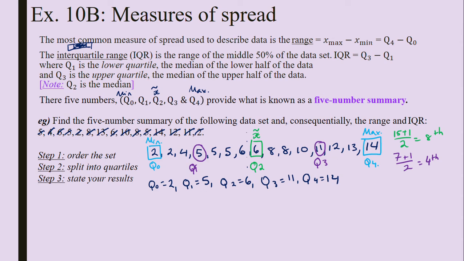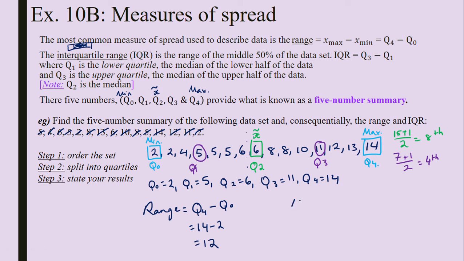Our last step now is to calculate the range. So the range, which we can call just R if you would like, is going to be given by Q4, so our maximum, minus our minimum, Q0. 14 minus 2 is 12. So the range of our data is 12. What that means is that the difference between our largest and smallest values in this data set is 12.